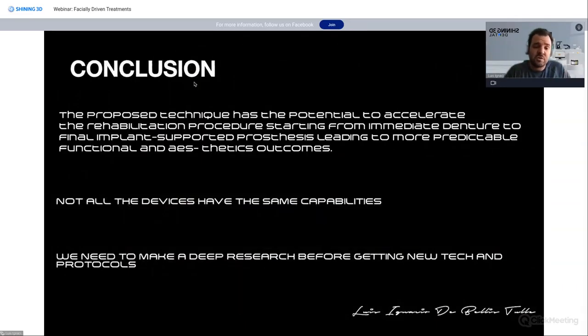I have put those three things. It has been a very short webinar, but I think that these proposed devices and techniques accelerate your workflow in a very fast way in your daily practice. You have to take care that not all the devices have the same capabilities. Please take care of that. Try to search and see what fits better to your demands.